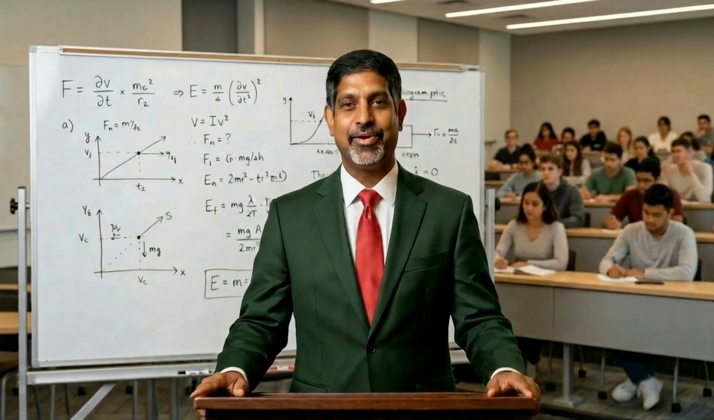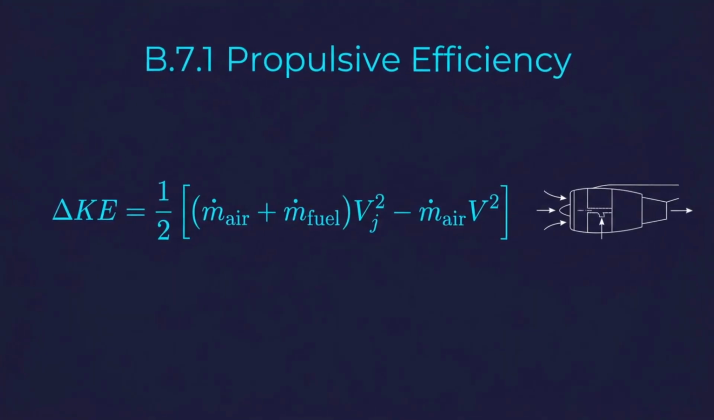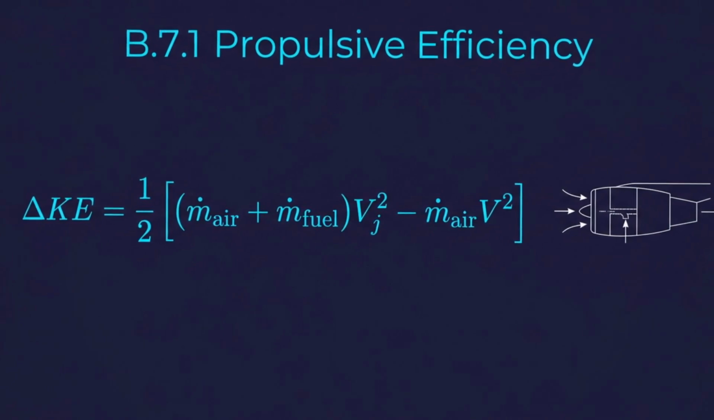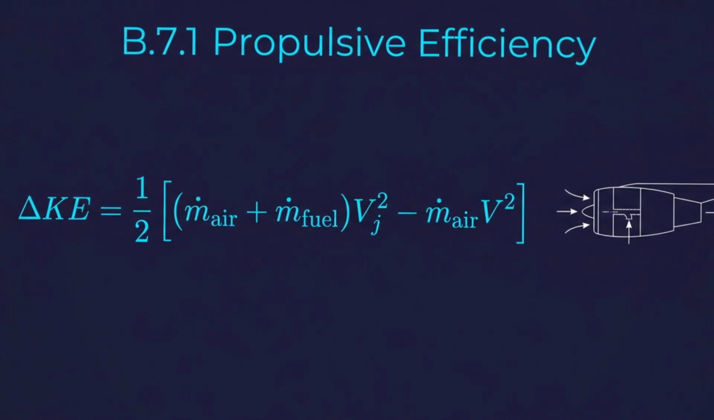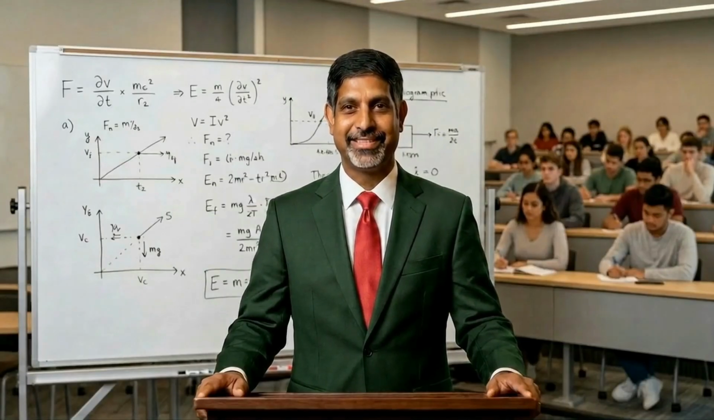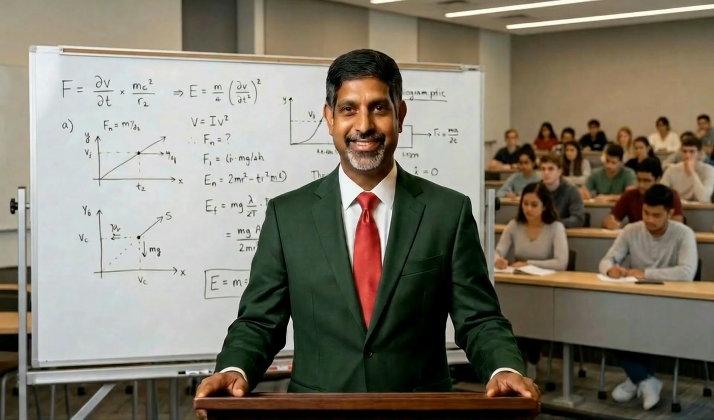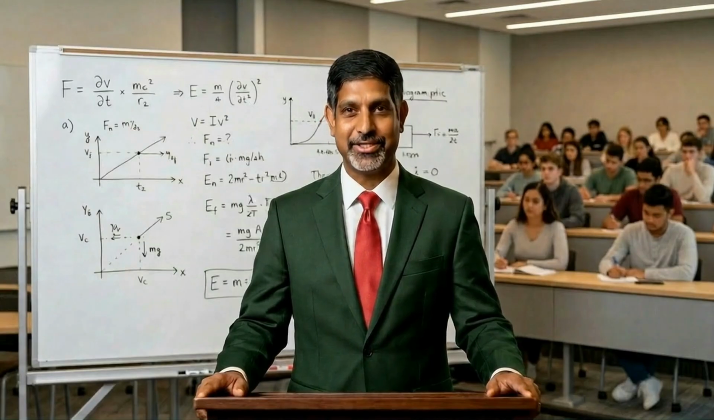Let's break down the propulsive and thermal components. The change in kinetic energy of the air as it passes through the engine is the energy we've invested. It is the difference between the exit and entry kinetic energy rates of the fluid stream. The power actually used to propel the aircraft is the useful work output. It is the product of the flight velocity v and our net thrust F subscript n. This represents the benefit we gain from our energy expenditure.